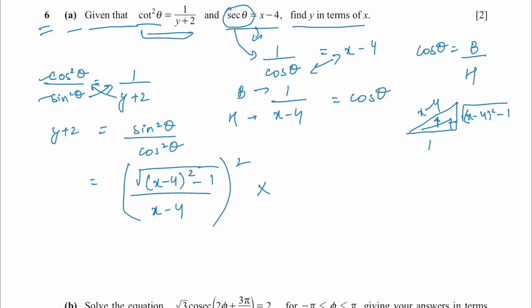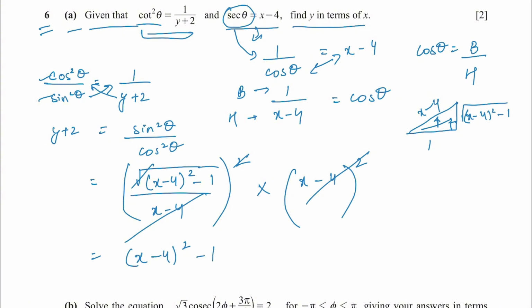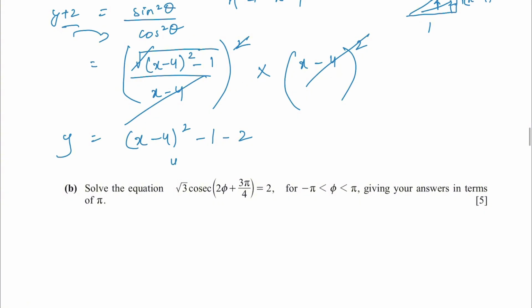And since it's divided, then we can invert the cos relationship. That would be hypotenuse over base. So this would be x minus 4 whole squared. So this and this would cancel out, this and this would cancel out. We'll have our answer as x minus 4 whole squared minus 1. This 2 would shift over there. This would be negative 2, and we'll have our final answer as x minus 4 whole squared minus 3. So this is our final answer.